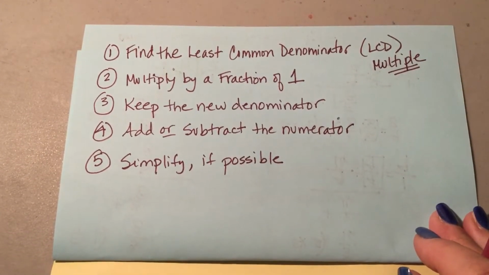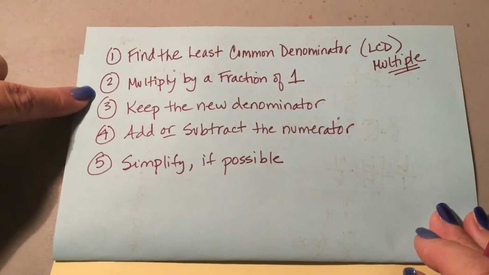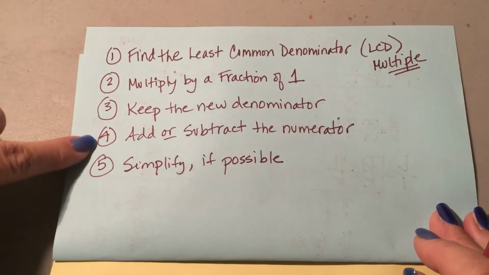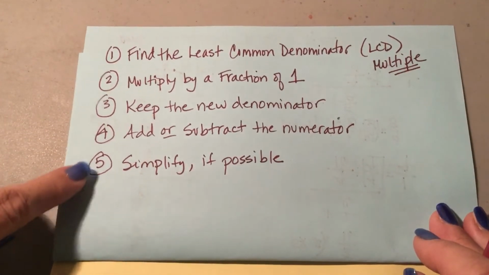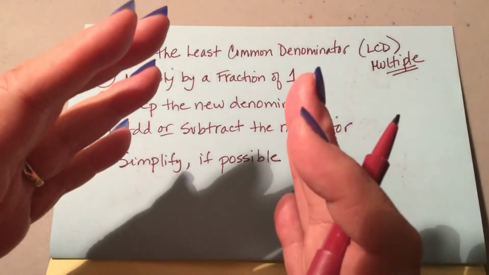Okay, we're going to do 2 addition examples and 2 subtraction examples. So all of the examples we're going to look at right now are going to have different denominators. So we're going to find that least common denominator, multiply by a fraction of 1, keep the new denominator, add or subtract the numerator, and then simplify if possible. And once again, that fraction of 1 is going to come back in to help us simplify. So it's going to help us make them bigger and make them smaller. Okay, so let's get down here and let's try to do some examples.